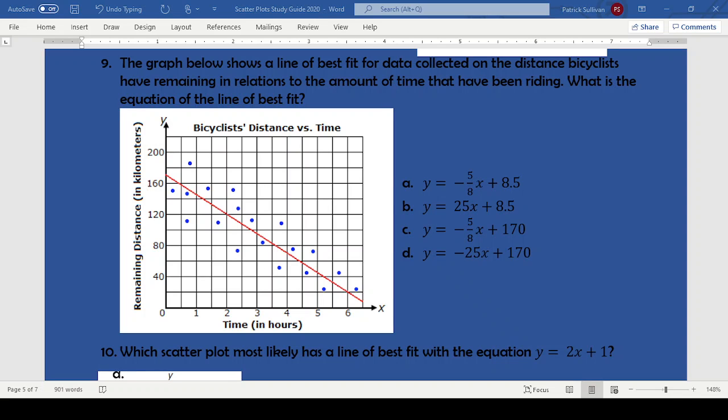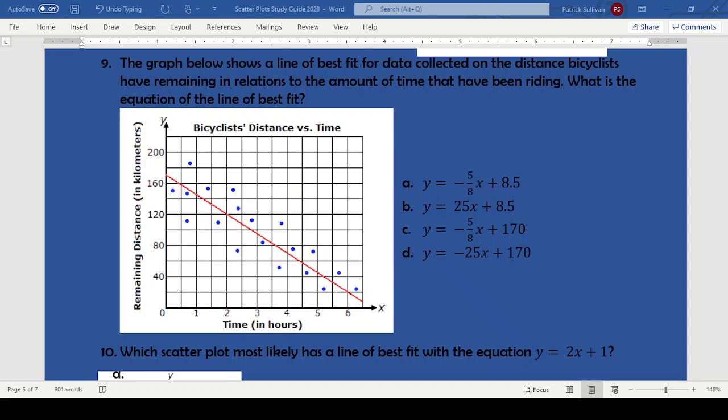All right, hello everyone. So I wanted to go through a couple more problems concerning interpreting scatter plots. And looking at number 9, it is asking us from a set of four options to pick which one is the equation of the line of best fit. I'm going to show you a really cool way of going about this without necessarily having to calculate precisely what the line of best fit is, or the equation of the line of best fit.